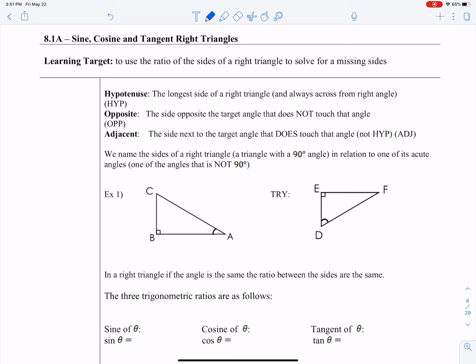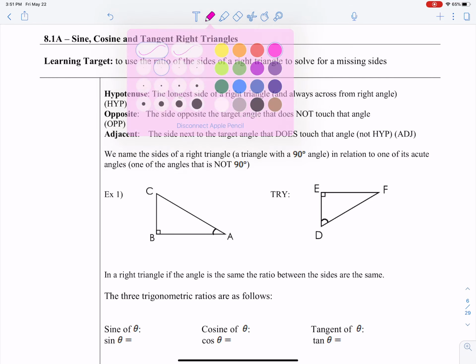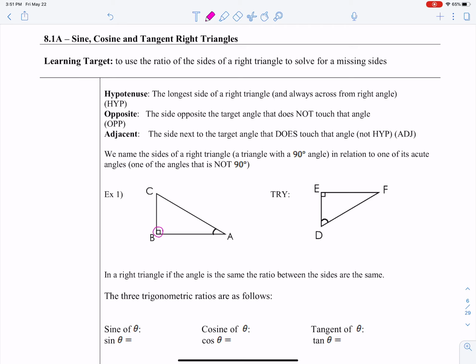So what you're going to do in this case, you're going to circle the 90-degree angle, draw a line across from it, and write hypotenuse, H-Y-P. The hypotenuse is the longest side of a right triangle, and it's always across from the right angle. So here we have our right angle. Across, we have our hypotenuse.